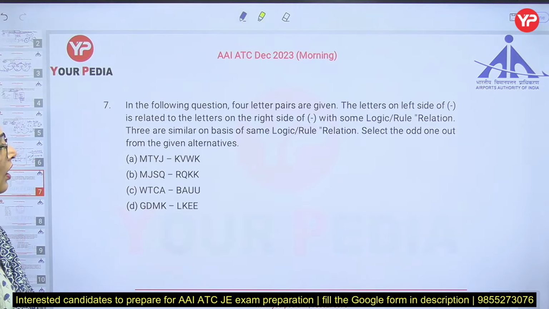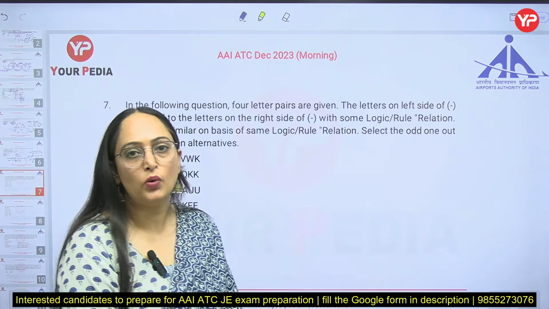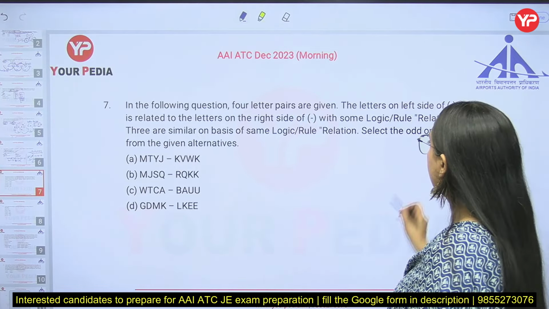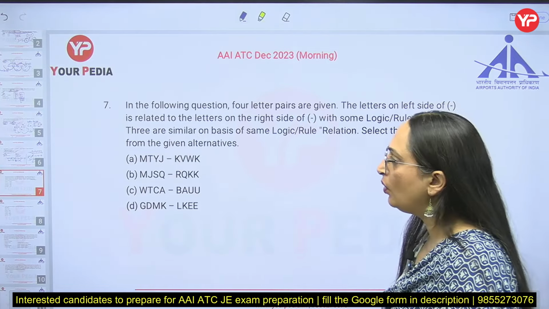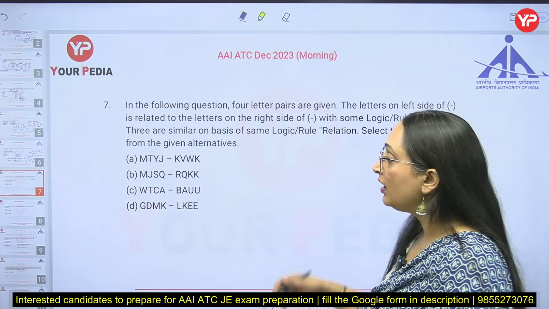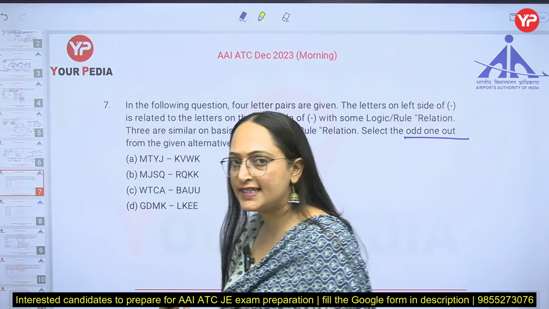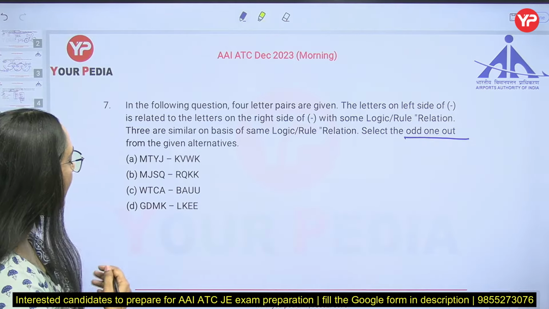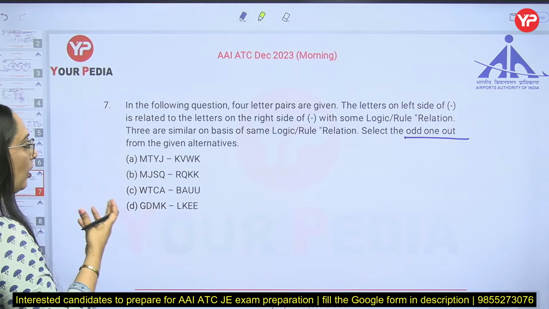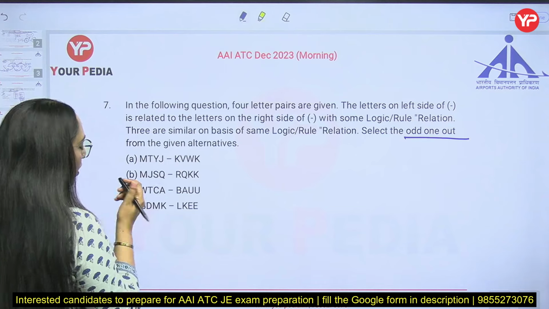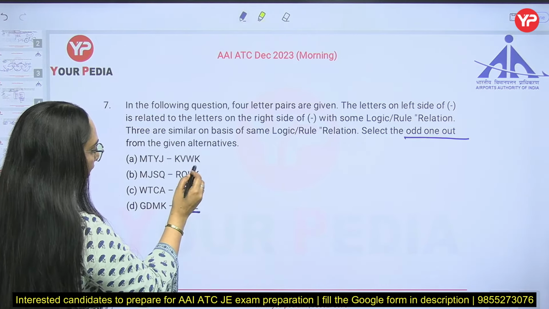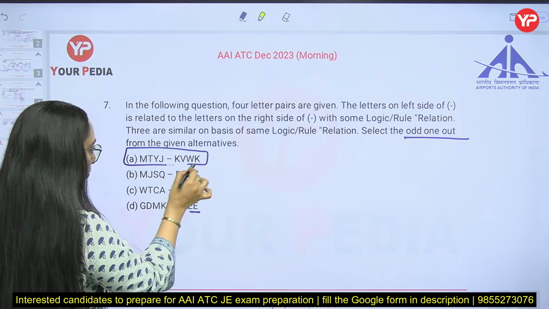Next. This question is from odd one out, or classification. Here 4 options are there, and we have to find out which option is different from the others. See, in option D, here EE, here UU, here KK, but not in this option. So maybe this is different.